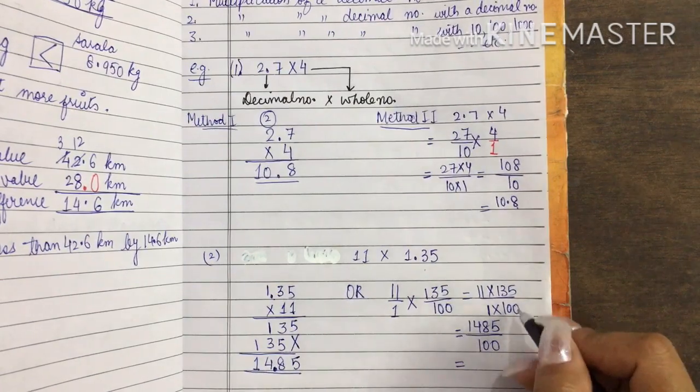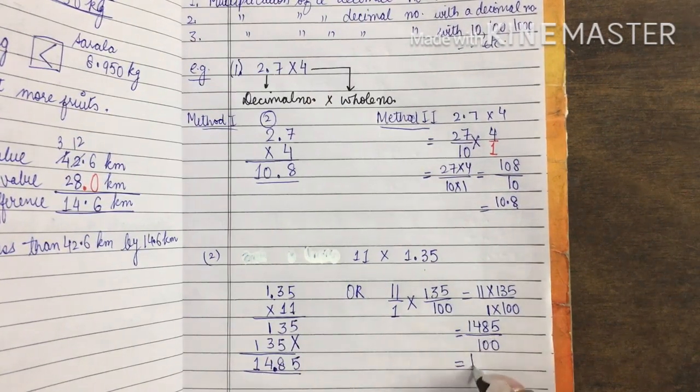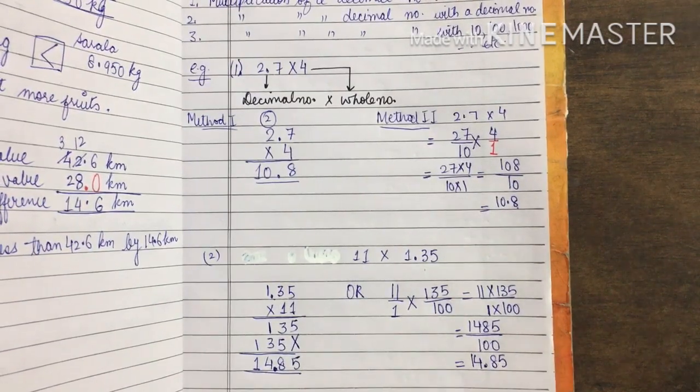Again, I'm not cancelling. I did not cancel with 5. I don't want to change this 100. I will keep it as it is. Now it's time to put the point back. 2 zeros, count 2 digits from the end and put the point. And the answer is same.